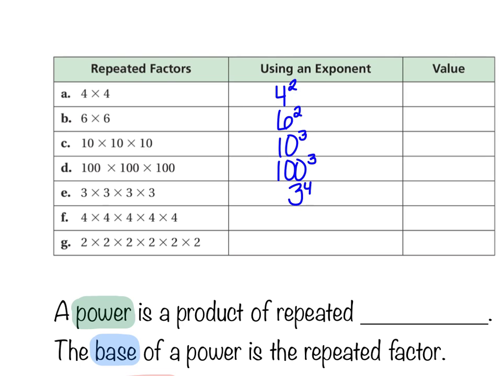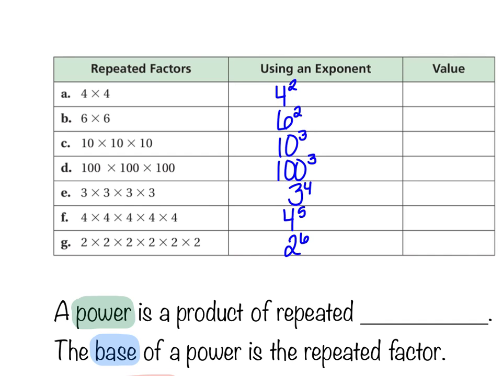Again, you write the number that's being repeated as the bigger number, what we call a base, and then the exponent tells you how many times it's being repeated. So being repeated 4 times. Here, the number 4 is being repeated 5 times. And here, the number 2 is being repeated 6 times, so 2 to the 6th.